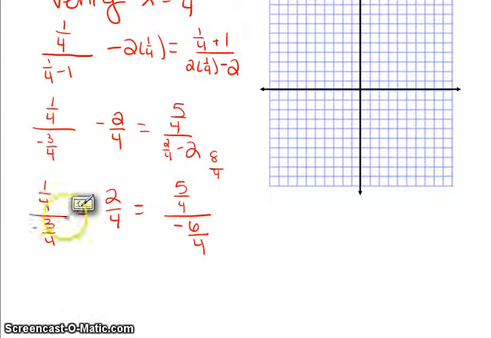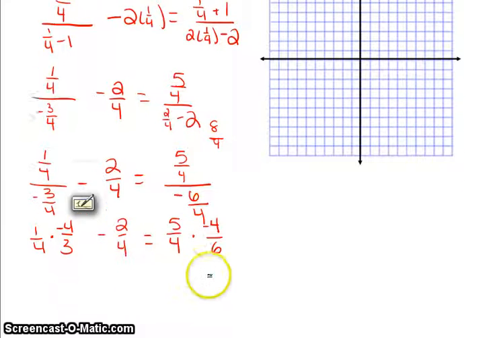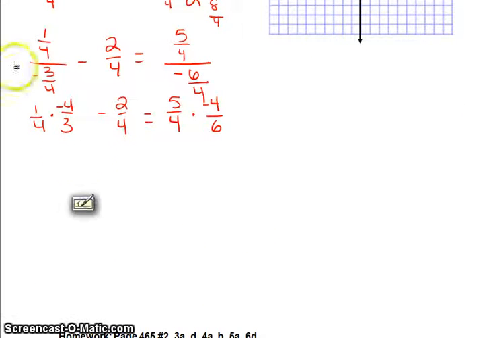So from here, we're going to use our division of fractions. We have that principle where you flip the second fraction and multiply it instead. So we have 1/4 times negative 4 over 3, subtract 2 over 4 is equal to 5 over 4, flip that fraction, so it'd be negative 4 over 6, and we're going to be multiplying that instead. From there, we're going to simplify, so the 4's cancel out there, so we have negative 1/3, subtract 2 over 4 is equal to, here our 4 cancels out again, so we have negative 5 over 6.